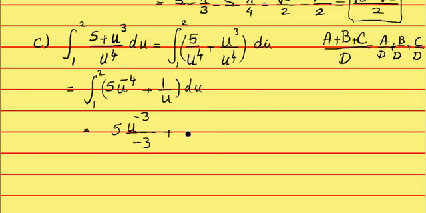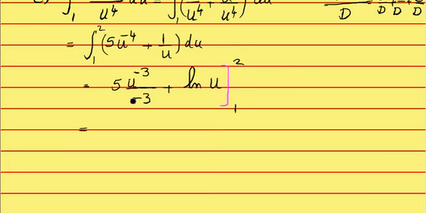1 over u, the antiderivative of that is the logarithm of the absolute value of u. Now, the absolute value here is not necessary because the range of numbers we have is from 1 through 2. If you are in a positive range, you don't need that. If the range was entirely negative, you needed it. So I can do away with that. What is left is to apply the two limits, which are 1 and 2.